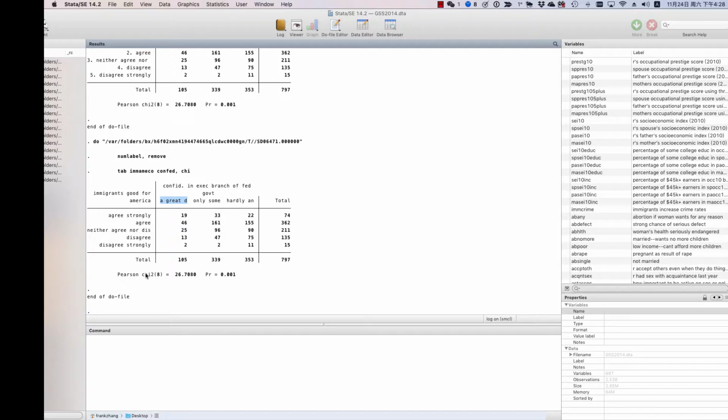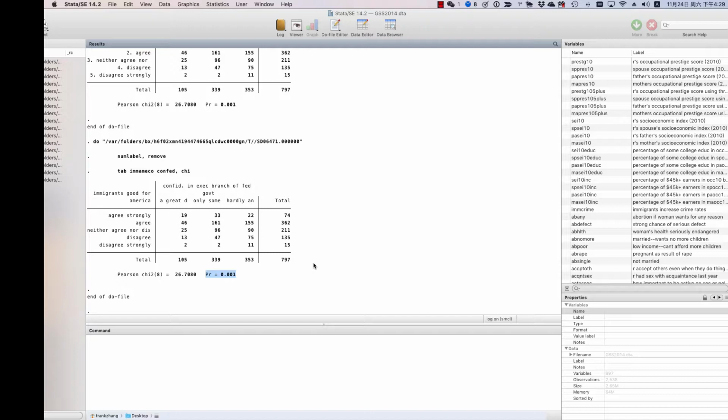And for this particular case, the chi-square of a cross-tabulation with degrees of freedom equal to 8 is 26.7080. And the probability for you to see this chi-square value is somewhere around 0.1%. This is also the probability for you to make a type 1 error. And this value is less than the commonly used standard of 5%. So we can go ahead and reject the null hypothesis.